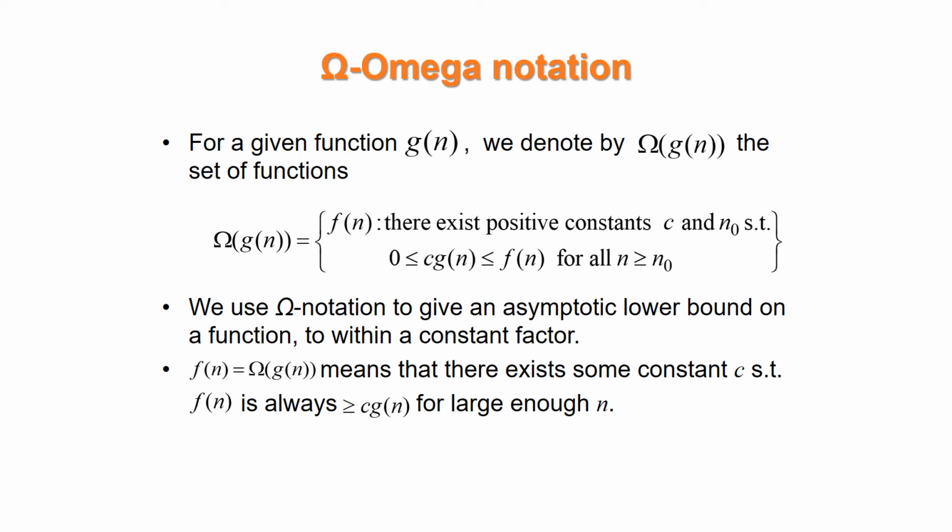We use omega notation to give an asymptotic lower bound on functions to within a constant factor. f of n equals omega of g of n means that there exists some constant c such that f of n is always greater than or equal to c g of n for all large enough n.